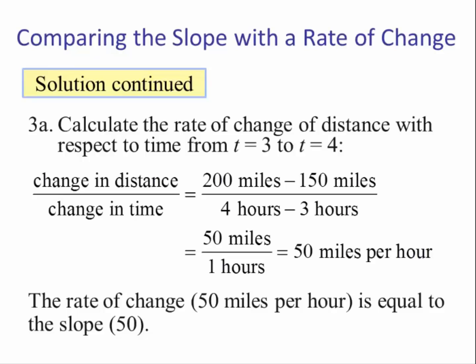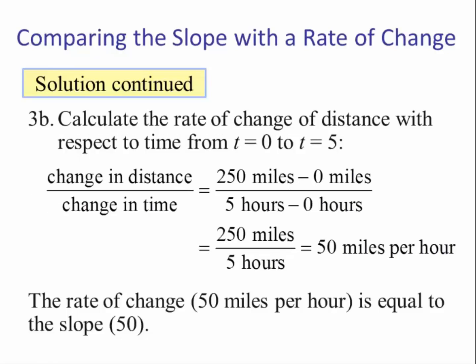Number 3, calculate the rate of change of the distance with respect to time from T equals 3 to T equals 4 gives us the change in distance, 200 miles minus 150 miles, divided by the change in time, 4 hours minus 3 hours. We get 50 miles over 1 hour, which is 50 miles per hour. So the rate of change, 50 miles per hour, is equal to the slope of 50.